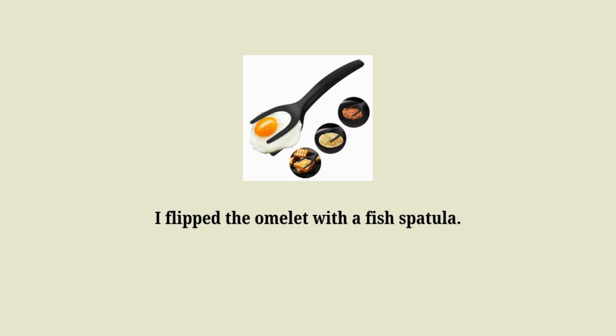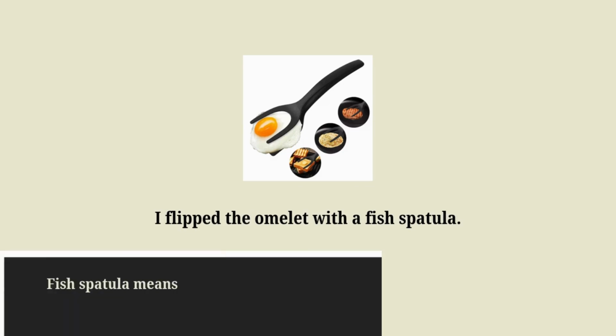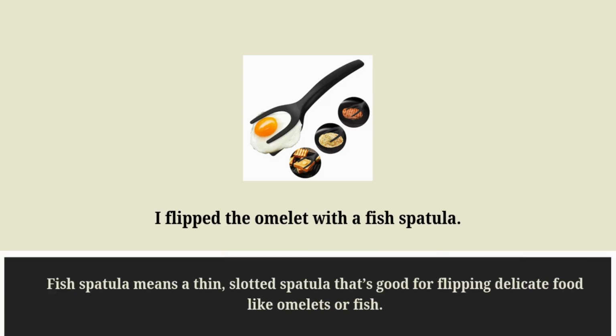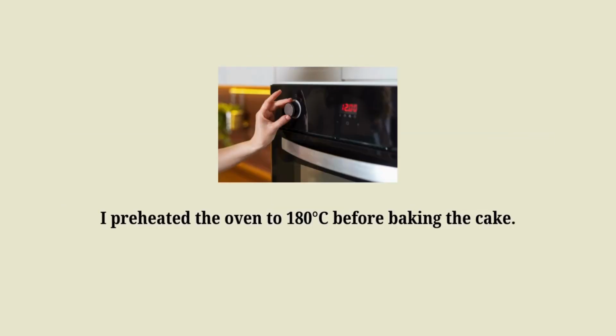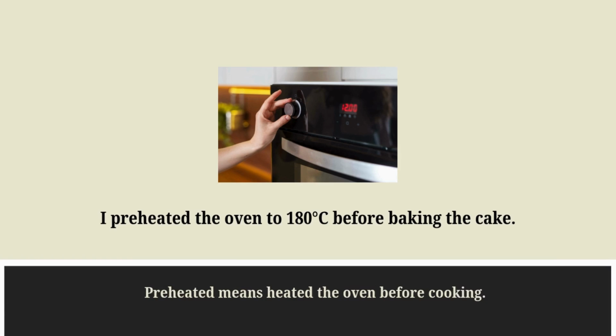I flipped the omelet with a fish spatula. Fish spatula means a thin, slotted spatula that's good for flipping delicate food like omelets or fish. Kitchen appliances and utilities in context. I preheated the oven to 180 degrees Celsius before baking the cake. Preheating means heated the oven before cooking.